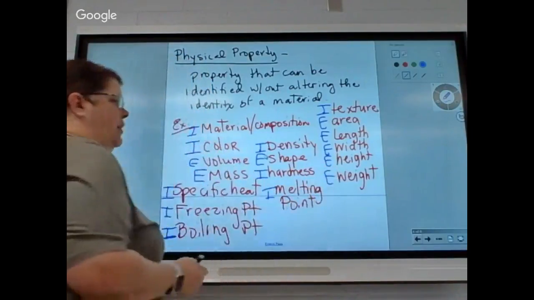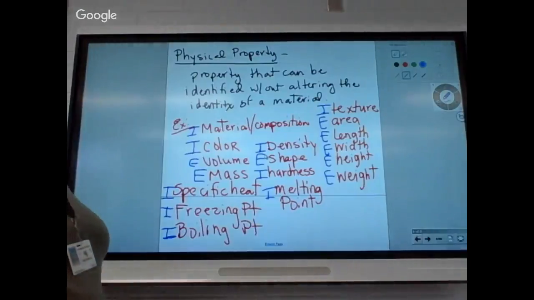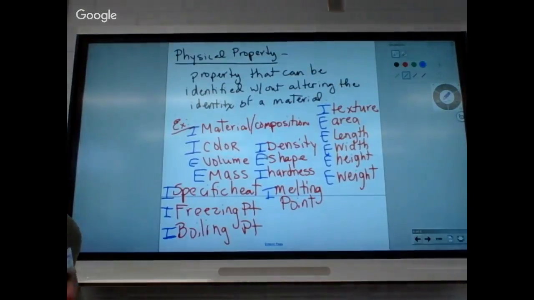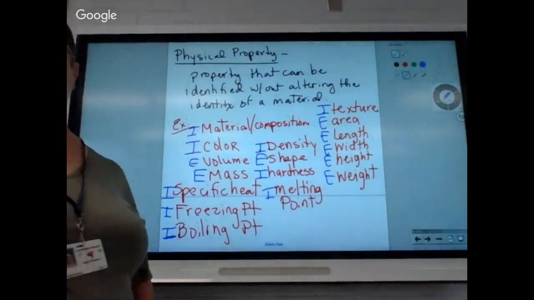Yes. Most of the things you're going to largely measure the way we did last week, those things are going to be extensive. Most of the things that come off your blue sheet, like melting point, boiling point, density, specific heat, those things are going to be intensive. Everybody okay with those? All right.